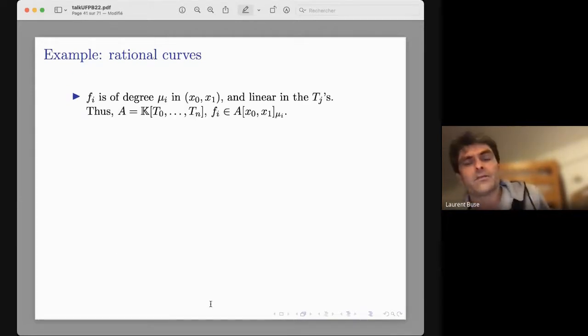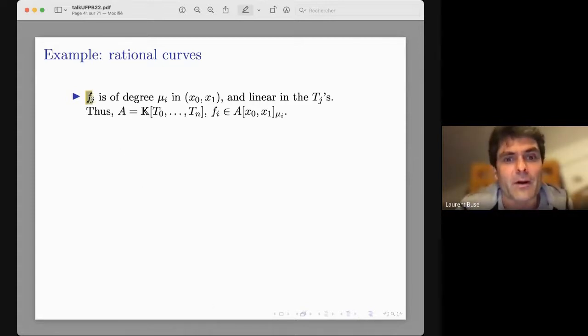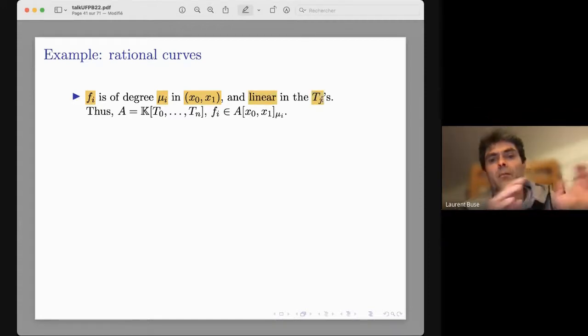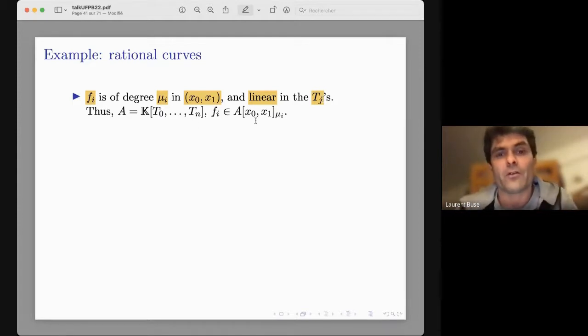Okay, so if I sum up, the equations of gamma are equations Fi that are of degree mu i in x0, x1, and that are linear in the Ti's. So they are bihomogeneous equations. If I think about what I said before, the ring of coefficients is K of T0 to Tn, so the variables of Pn, and what I want to eliminate is x0, x1. So I see my equation Fi as an element in A of x0, x1 in degree mu i.